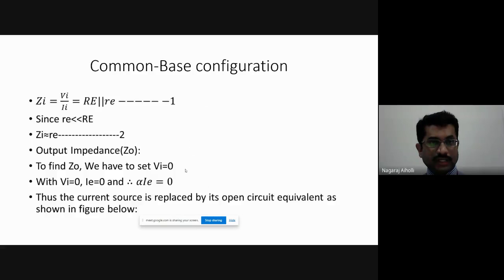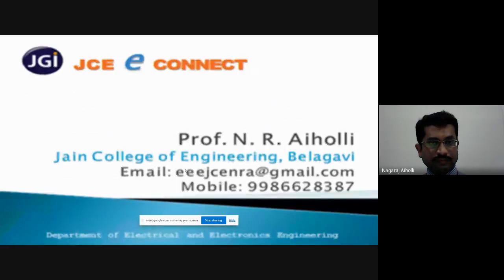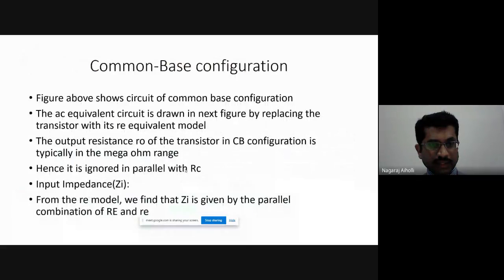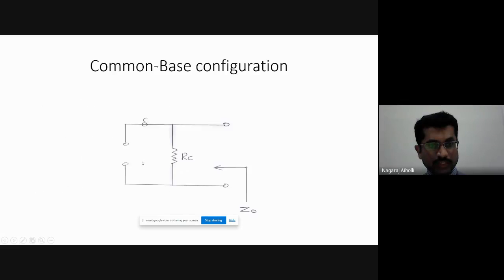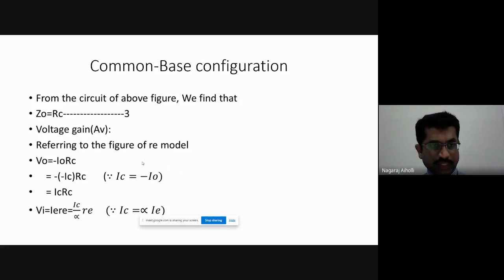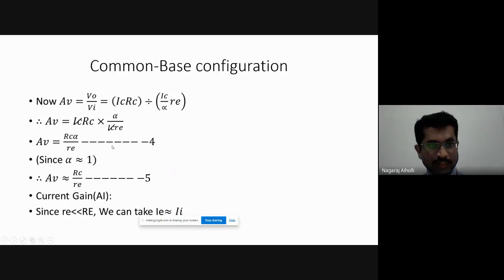What are the main equations? Let me quickly highlight the equations. Input impedance Zi is small re for common base configuration. Then the output impedance Z0 for common base configuration is capital RC. Then the voltage gain equation Av for common base configuration is RC alpha by re. If alpha is approximately equal to 1, then Av will be equal to capital RC by small re.